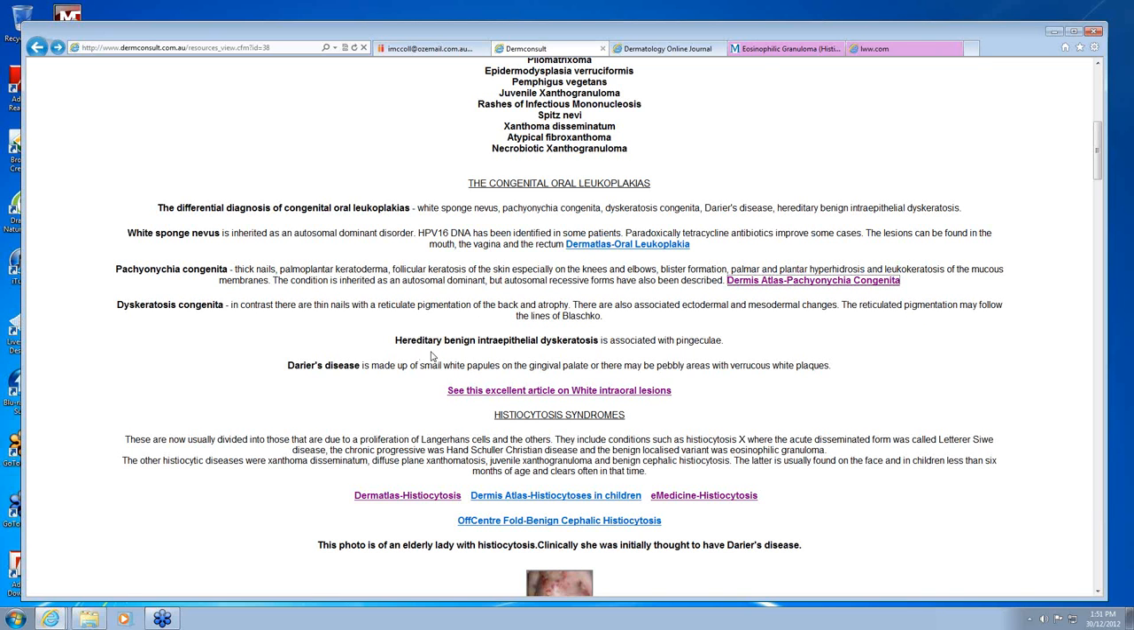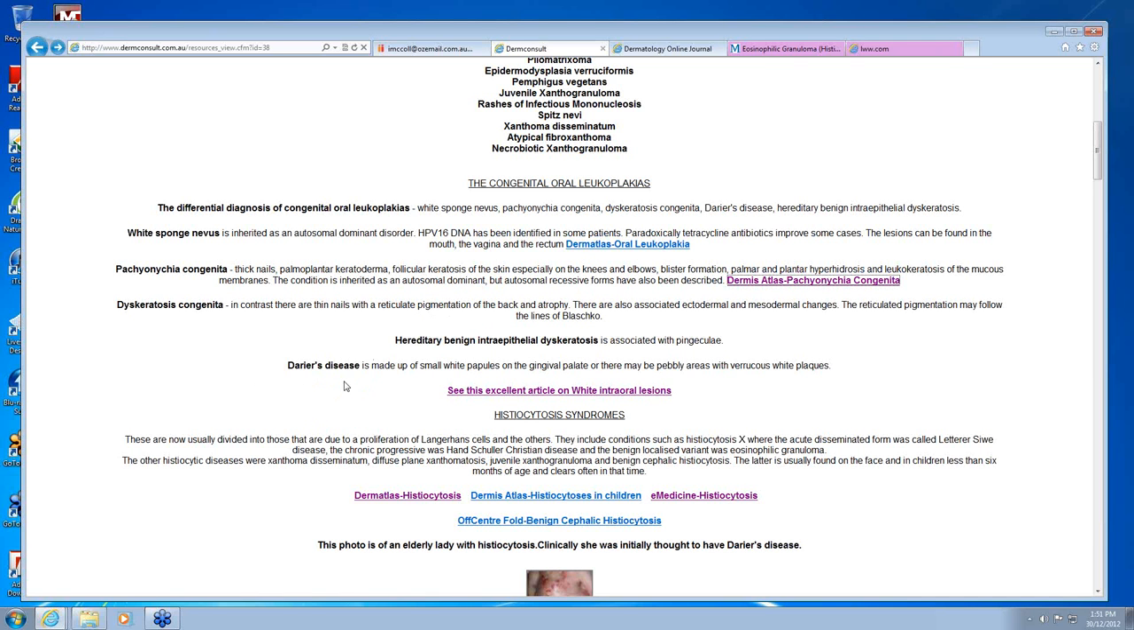Then there's hereditary benign intraepithelial keratosis, and it's associated with pingueculae. Pingueculae are little areas of proliferation of telangiectasia and the like, usually on the medial surface of the eye. They're like a pterygium, but there are some subtle differences. You don't expect that in younger patients anyway.